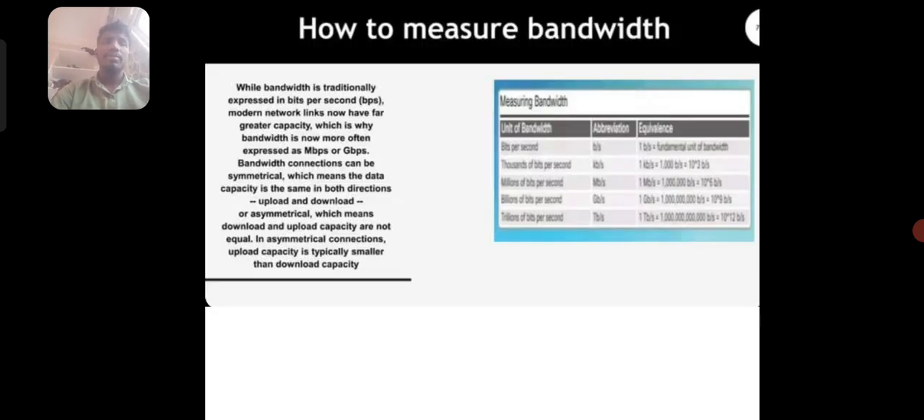Next, how to measure bandwidth. While bandwidth is traditionally expressed in bits per second (bps), modern network links now have far greater capacity, which is why bandwidth is now more often expressed as Mbps or Gbps. A bandwidth connection can be symmetrical, which means that data capacity is the same in both directions, upload and download, or asymmetrical, which means download and upload capacity are not equal. In asymmetrical connections, upload capacity is typically smaller than download capacity.